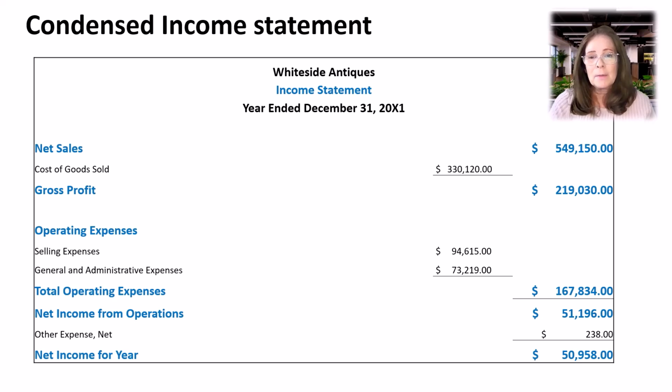In those cases, it might be enough to provide condensed income statements. A condensed income statement provides the minimum necessary information, but not more than that. In this case, the net sales, cost of goods sold, selling and general and administrative expense totals, and then net income from operations, other expenses or income, and finally, net income for the year.